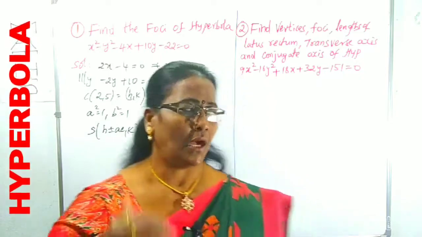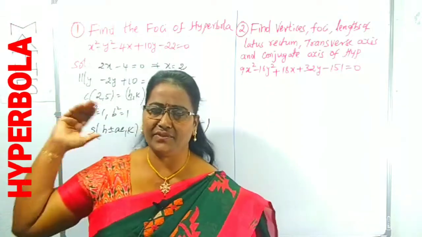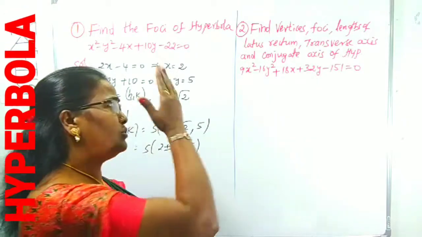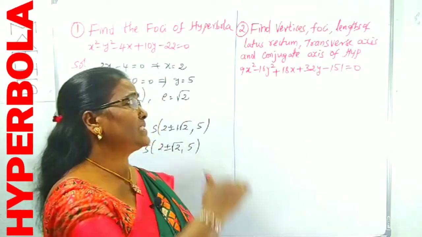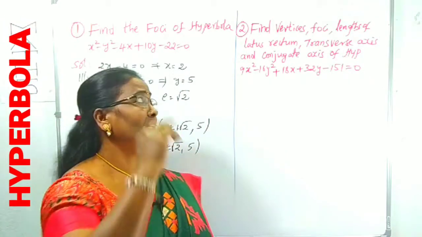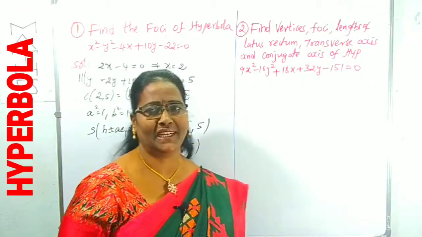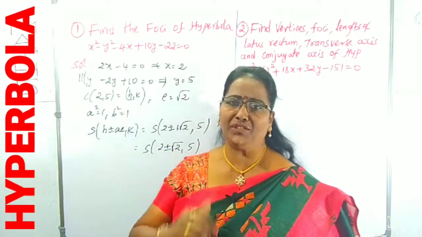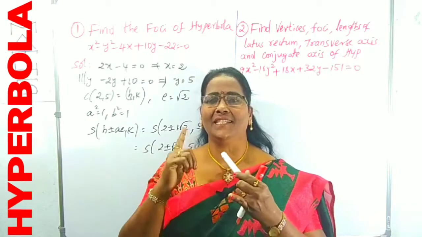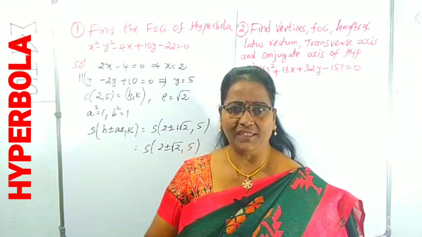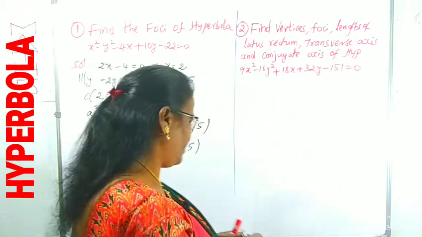Is it clear? This is how you collect the various contents from a given hyperbola. You have to know it like this. Now I come to the next question. It asks for a list of contents like vertices, foci, length of latus rectum, transverse axis length and so on. To find those, again we have to collect the center, eccentricity, a square, b square. Clear?